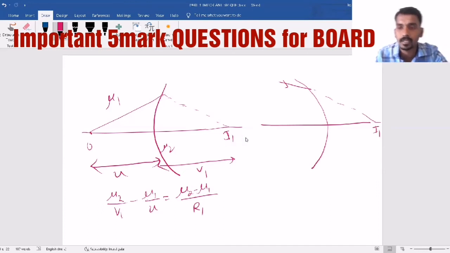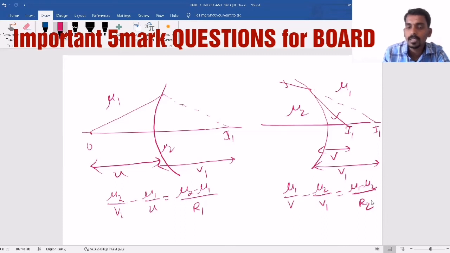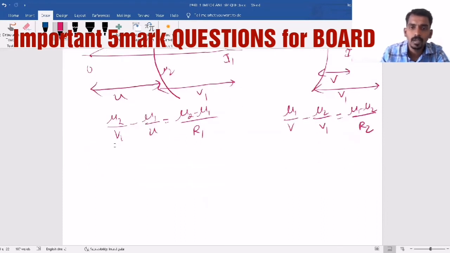So the virtual image formed in the first refraction behaves as a virtual object for the second surface, so that the final image will form somewhere here, at a distance V. Now the object distance is V1. Now the object is in mu2 and the image is in mu1. Now mu1 by V minus mu2 by V1 equal to (mu1 minus mu2) by R2.